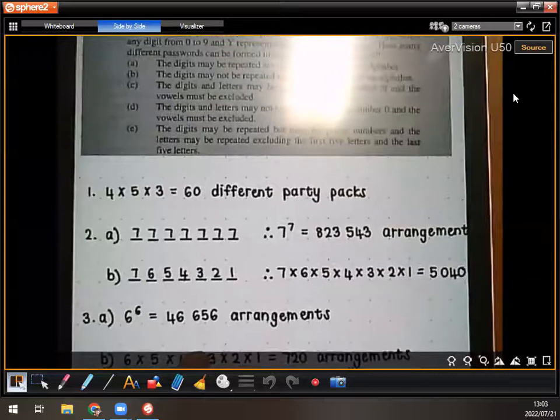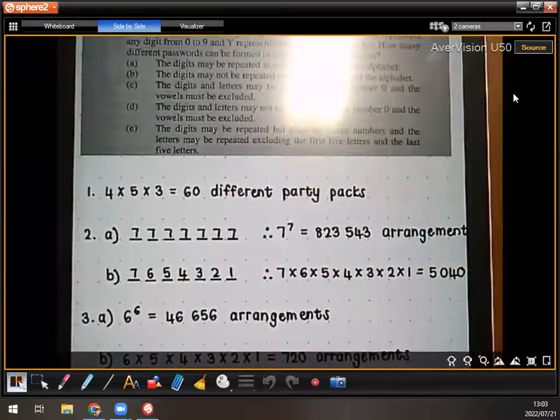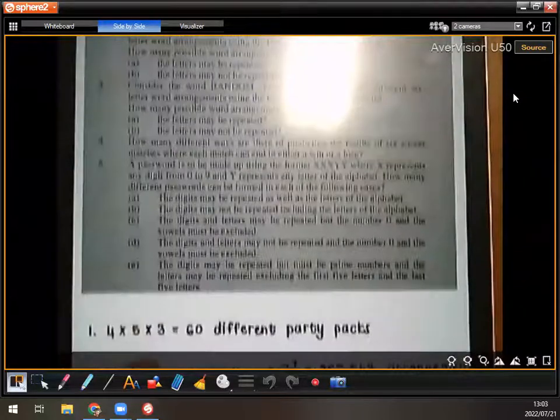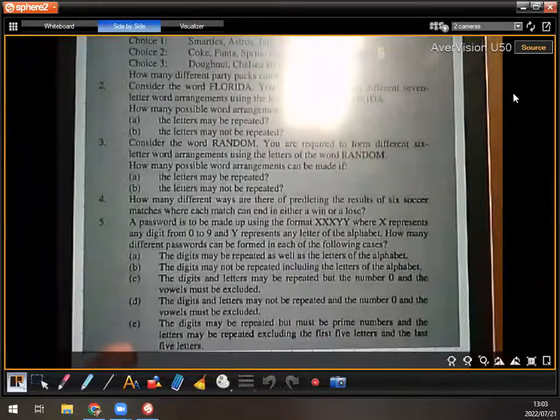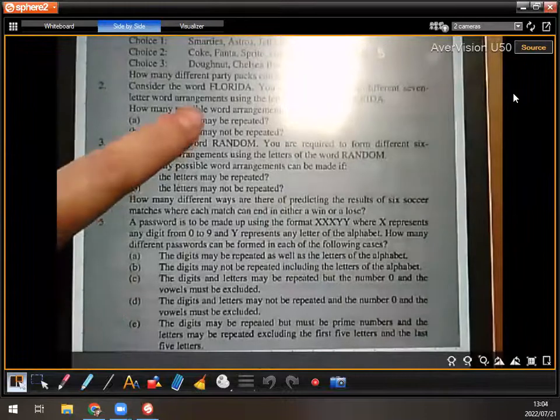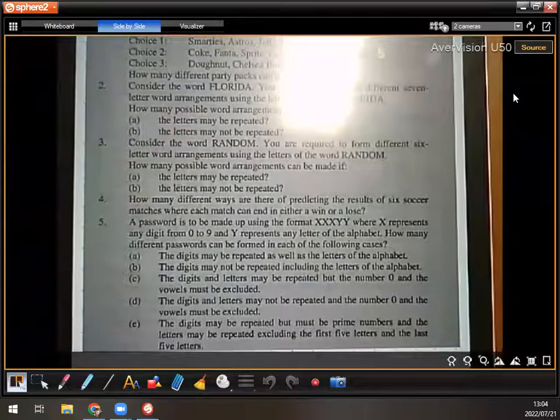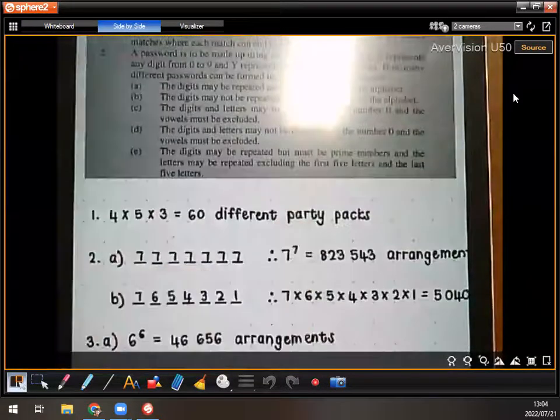Okay, so number 2, this is what I was trying to explain with the lines. I'll just show you. They say in number 2, consider the word Florida. Right, so Florida has 7 letters. You are required to form different 7-letter word arrangements using the letters of the word Florida. How many possible word arrangements can be made if A, the letters may be repeated?